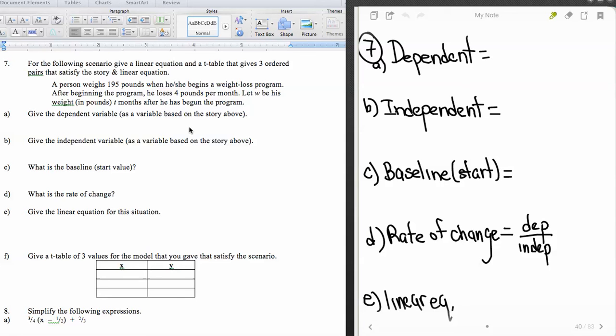So let's read the problem. A person weighs 195 pounds when he or she begins a weight loss program. After beginning the program, he loses 4 pounds per month. See the pounds per month? That's a ratio of units. So what we have going on here is pounds per month. And that's telling us that this is our rate of change.